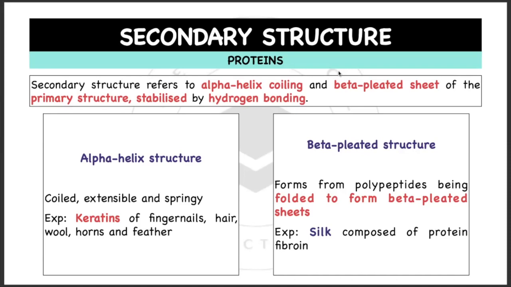Okay, so the alpha helix structure is coiled, extensible, and springy. For example, the keratins of fingernails, hair, wool, horns, and feathers. In the keratins of hair, there is the presence of disulfide linkages. This is just some extra information. And the beta pleated structure forms from the polypeptides being folded, as I mentioned earlier, to form the beta pleated sheets. An example would be silk, which is composed of the protein fibroin.